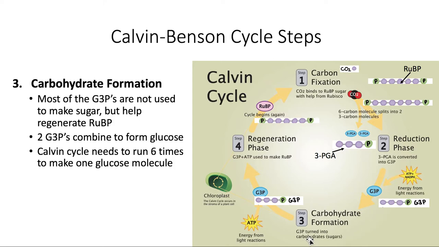To actually get one molecule of glucose, we have to run this Calvin cycle 6 times. Okay? So let's say if we start with 6 carbon dioxides, we're going to form 12 G3Ps and we can make 2 glucose molecules, and the rest of those G3Ps, so the 10 extra ones, are going to help regenerate RuBP. So again, the part that we're talking about right now is carbohydrate formation. We take the G3Ps and we use them to form 6-carbon sugars called glucose.